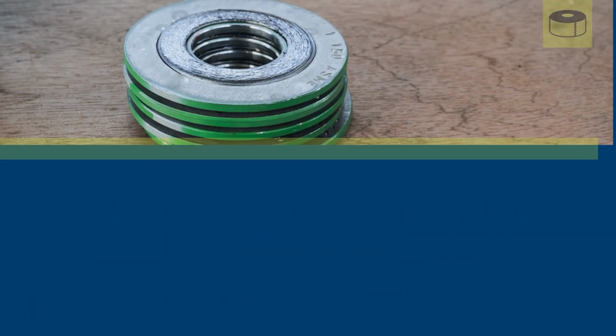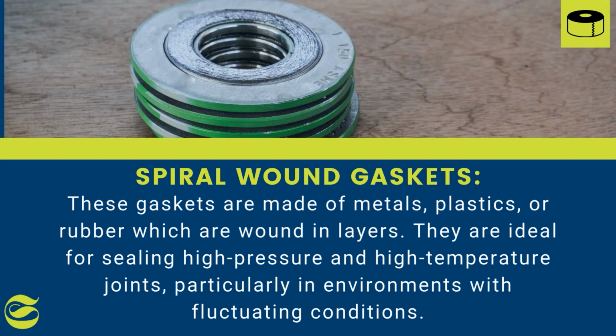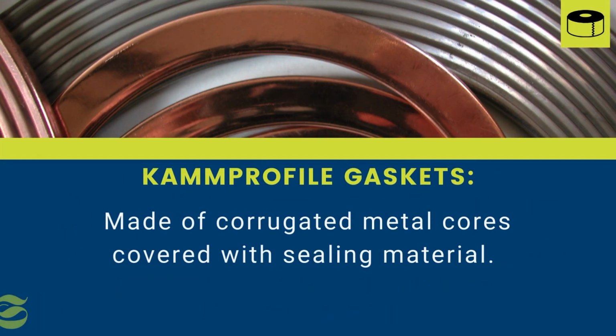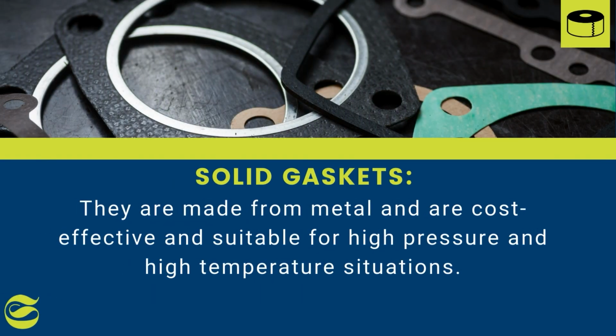Third is spiral wound gaskets. They are made of metals, plastics, or rubber which are wound in layers. They're ideal for sealing high pressure and high temperature joints. Fourth is cam profile gaskets, made of corrugated metal cores covered with sealing material. Last is solid gaskets. They're made from metal and are cost effective and suitable for high pressure and high temperature situations.